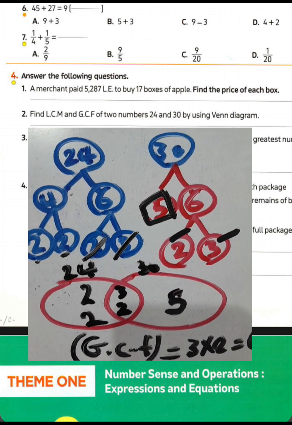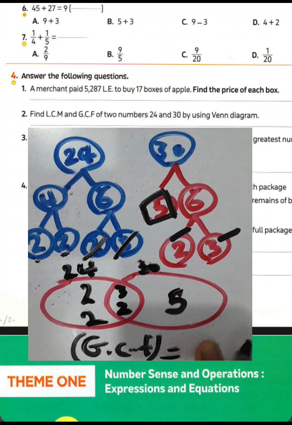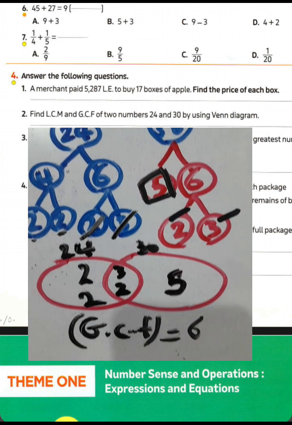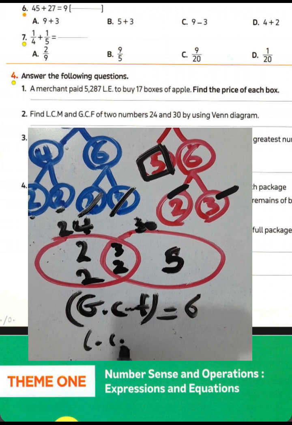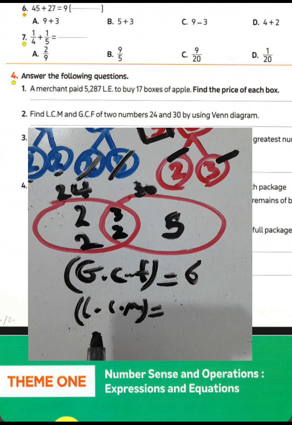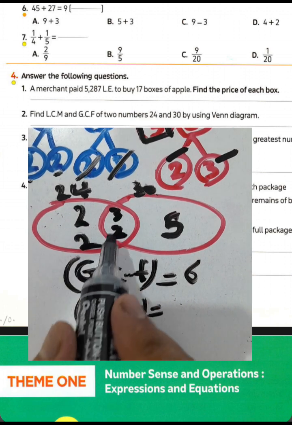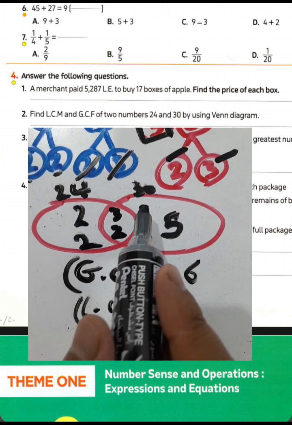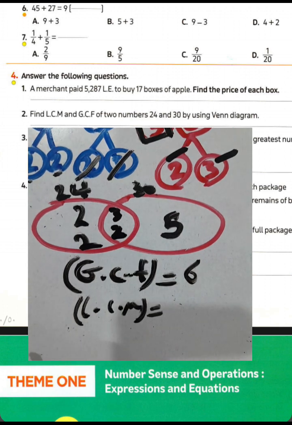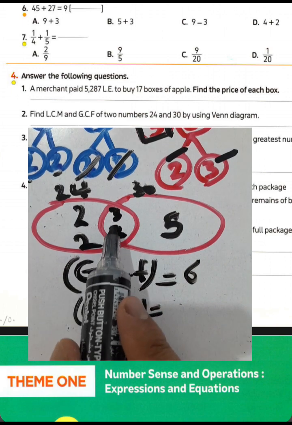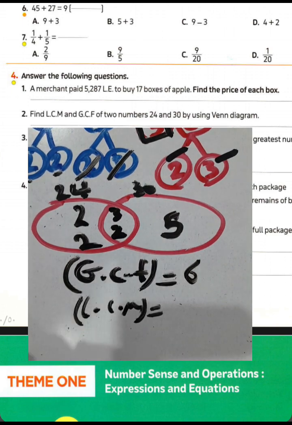The greatest common factor will be what? It will be 3 times 2 equals 6. And what about the least common multiple? We can find the least common multiple between them by 2 times 2. Write 2 times 2 times 3 times 2 times 5. Understood? You know 24 and 30, the least common multiple. We can write here 2 times 2 times 6 times 5.